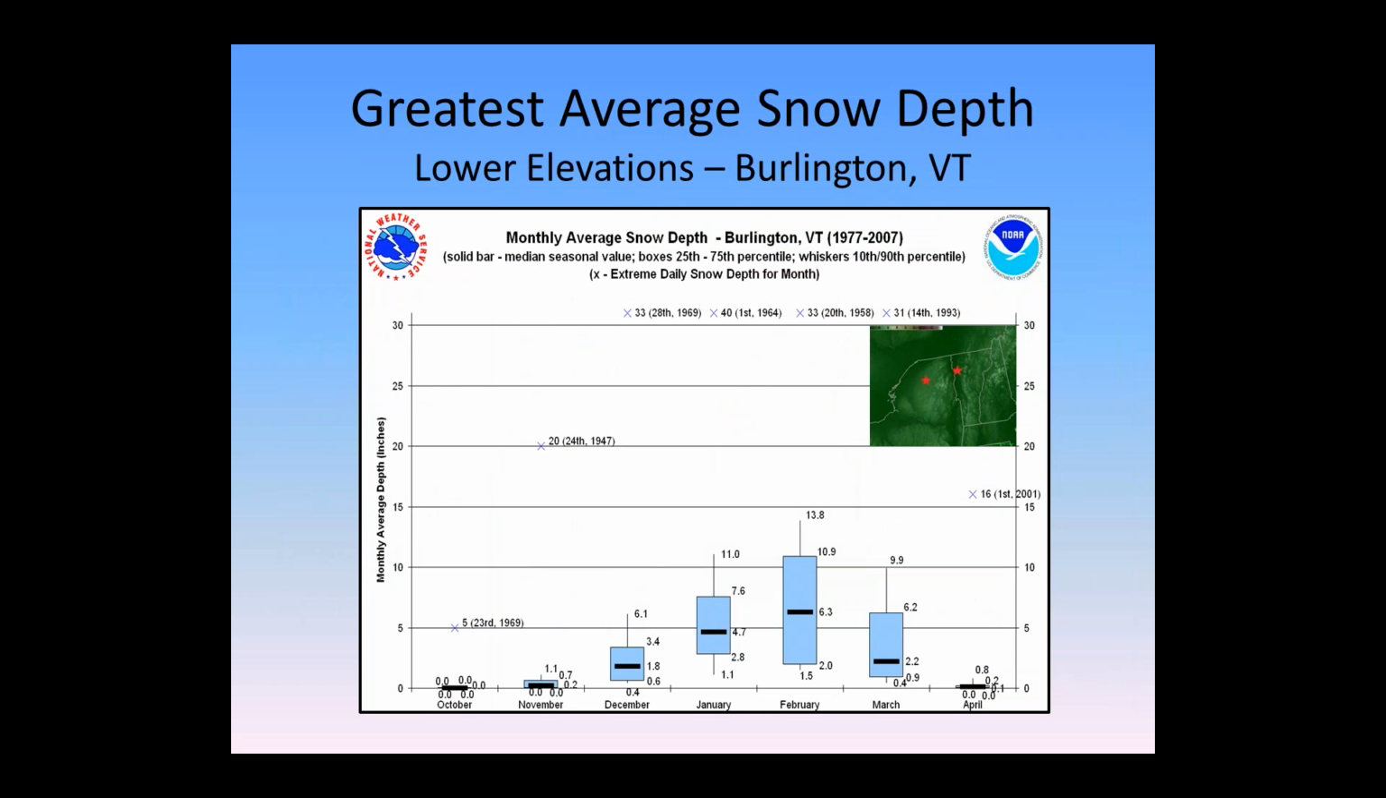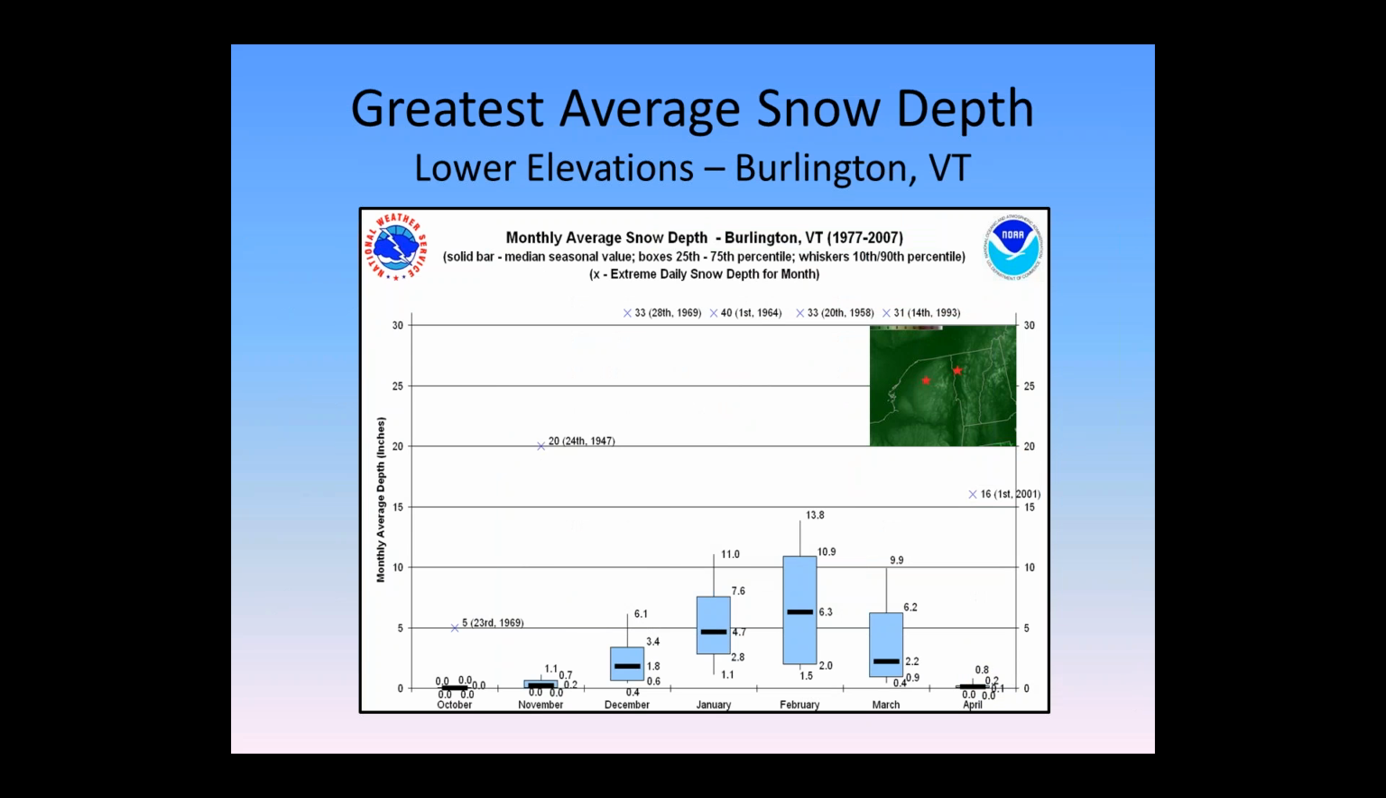Let's look at a couple other sites outside of the summit levels, actually down where people live. These are box and whisker plots, basically statistical charts, that show the average snow depth per month in Burlington, Vermont, which is denoted by the easternmost red star on the little green map in the chart. And the blue boxes basically show the 25th and 75th percentiles, high and low, of what you would expect for snow depth in each month. The black bars within those blue boxes are the median values.